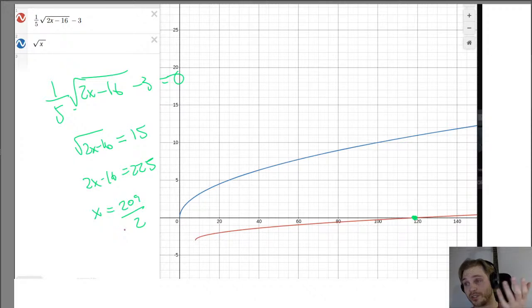Oh no, it's plus 16 divided by 2. So 241 over 2, so this is like 120.5, so it's right here. This is the zero, and we already knew this point. That was pretty easy to calculate.